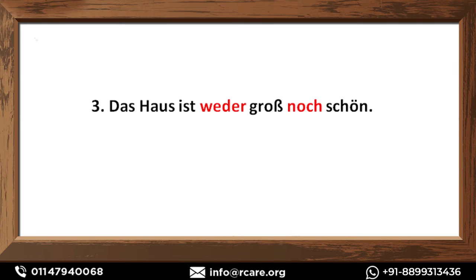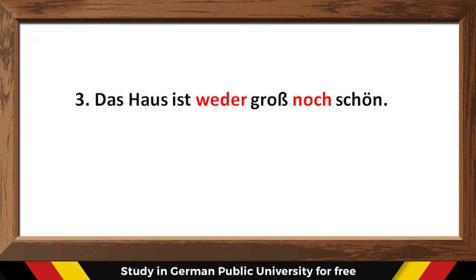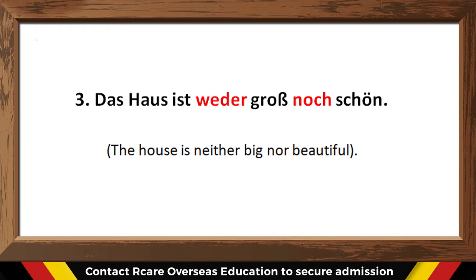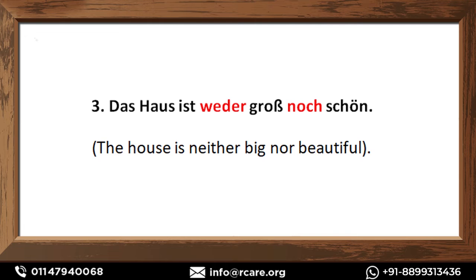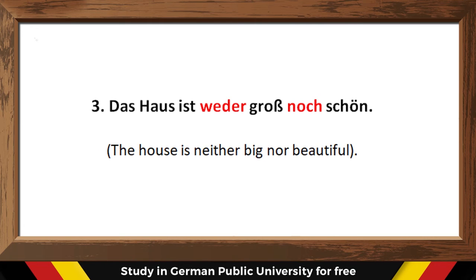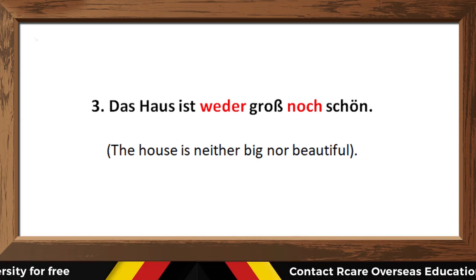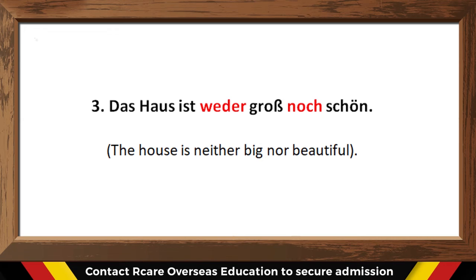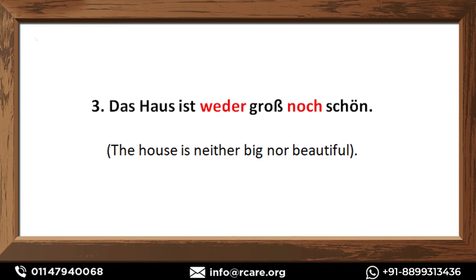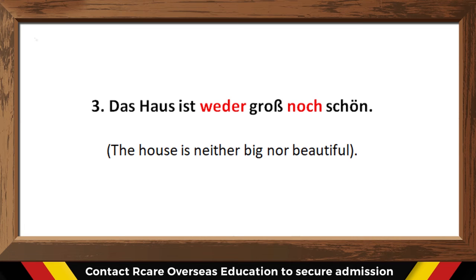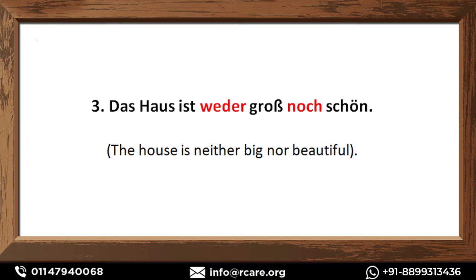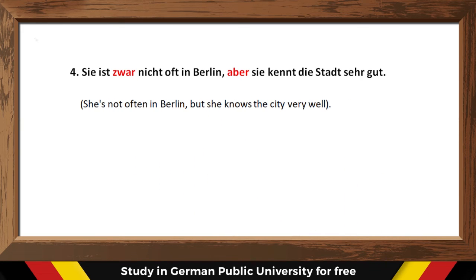Now let's look at the third example. Das Haus ist weder groß noch schön. The house is neither big nor beautiful. Now in this sentence, we are not including any of the two options. When we do not want to include any of the two options, neither nor is used. Let's look at the next example.